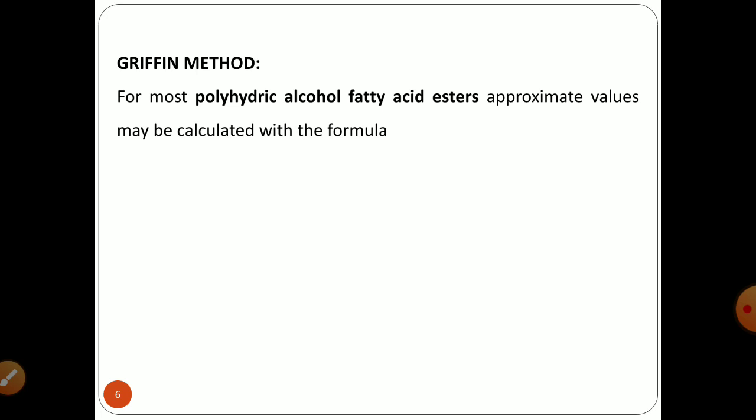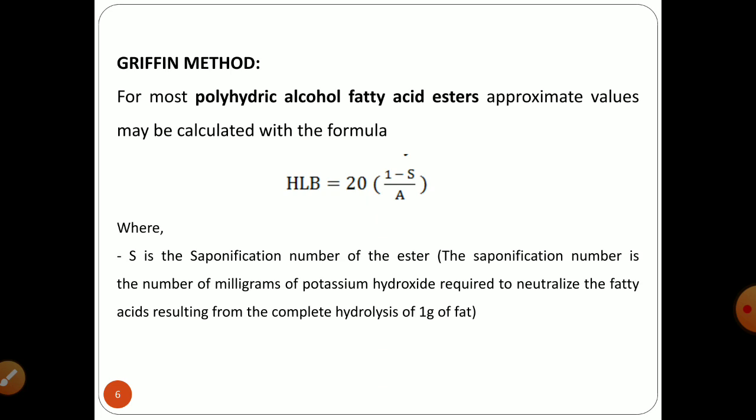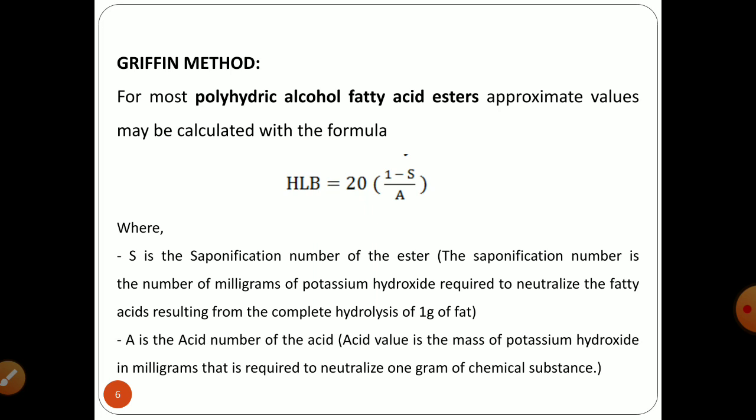So this formula based on polyoxyethylene chain percent by weight and polyhydric alcohol group percent by weight will find limitation. So for the sake of fatty acid esters, Griffin revised the formula based on saponification number and acid number. The formula developed by Griffin for materials containing fatty acid esters is HLB = 20 (1 - S/A), where S is the saponification number of the ester and A is the acid number of the acid.